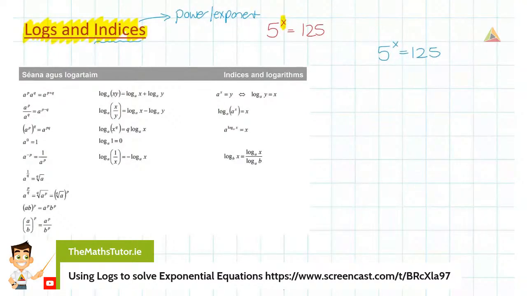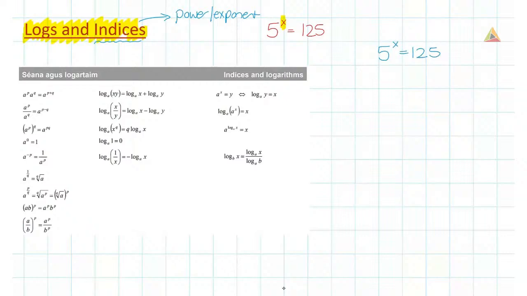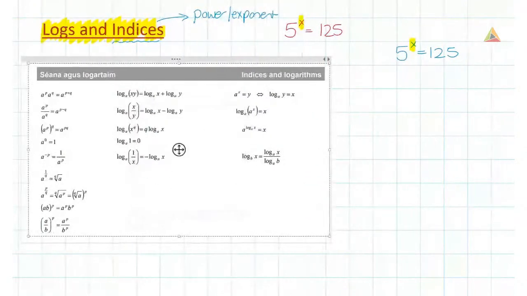Okay, so 5 to the power of x equals 125, and my question is, what is x? Have a look, it's up there in the power. Most of you will be able to tell me straight off the top of your head that x is 3. But if you weren't sure, so if x was a decimal or a fraction, how would you do it? You will see I've just added in a screenshot from the log tables here.